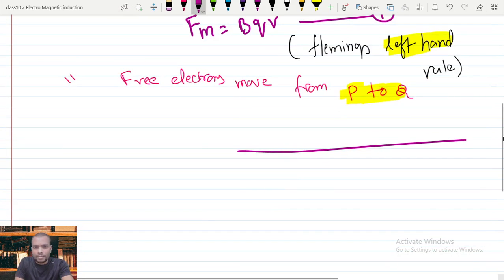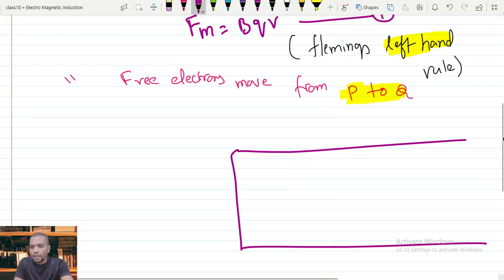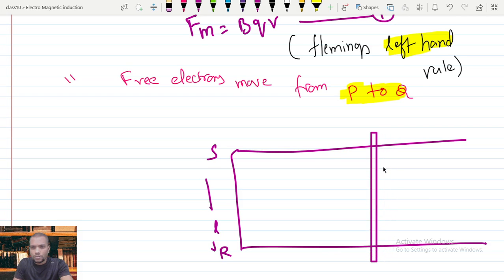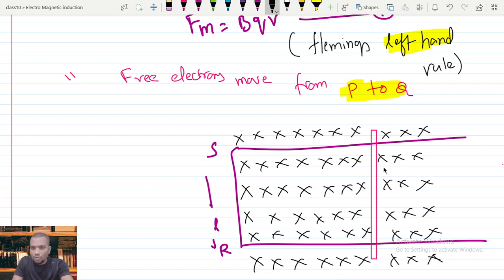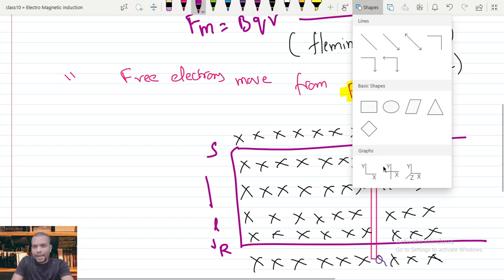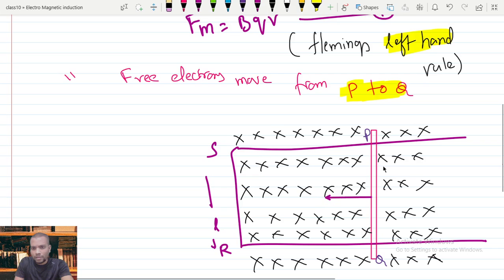So this is a rectangular frame. S and R having fixed length of L, and here I am having a movable arm. So this is my movable arm, which can be moved in a uniform magnetic field. If I call this movable arm PQ, and this PQ is moving along left direction for an instant, so it is moving along this direction with the velocity v.